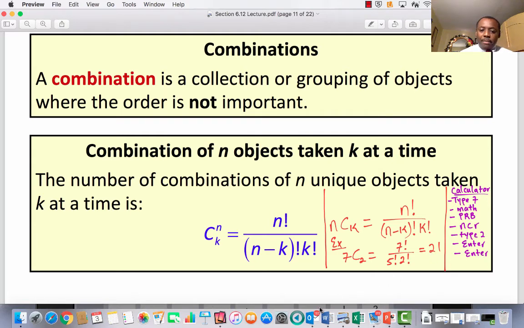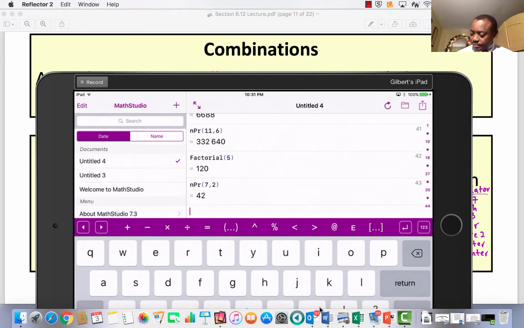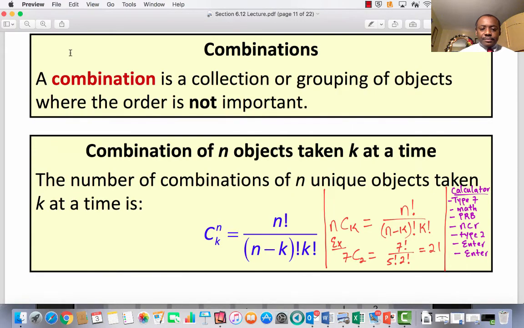Again, on Math Studio, start typing n and you should see nCr. So go ahead and select nCr and you want 7 combination 2 and hit return, and that should give you 21 directly. Okay, very straightforward.